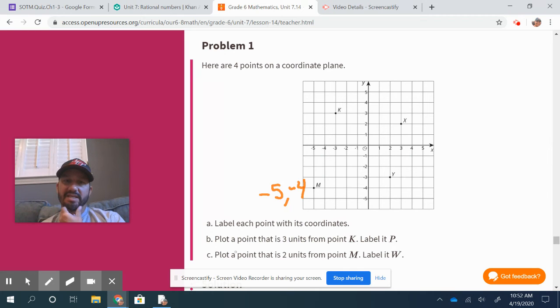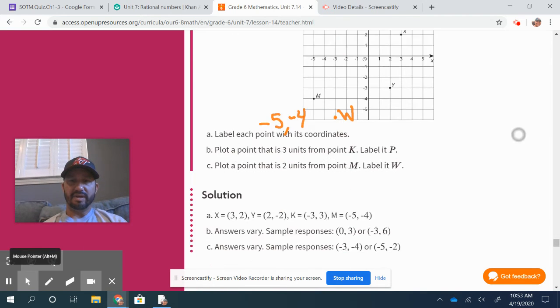And then B says, plot a point that is 3 units from point K. So point K, and it says 3 units away. So it doesn't matter where. I'm going to go up for funsies. So 1, 2, 3 points. And then it says to label it P. So you're going to choose P. And then plot a point that is 2 units away from point M. So on M, I'm going to go this way. And we're going to put it right here. And we're going to label it W.